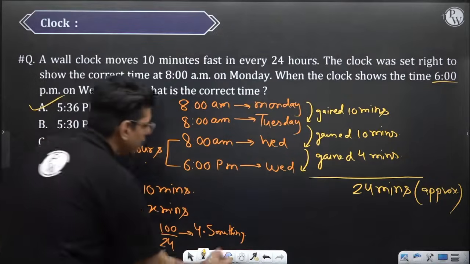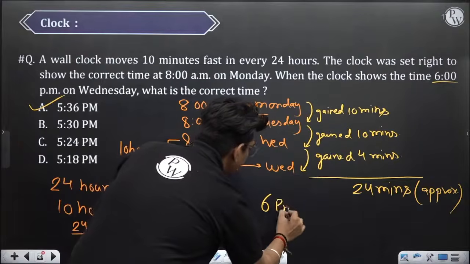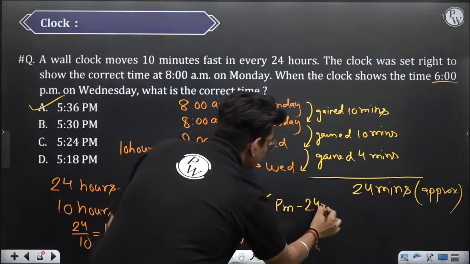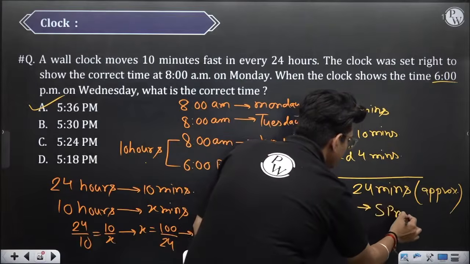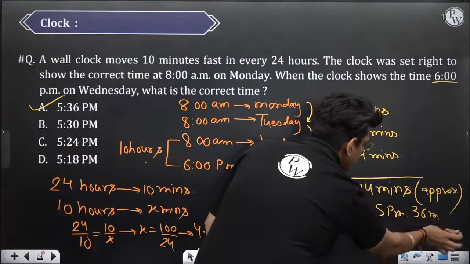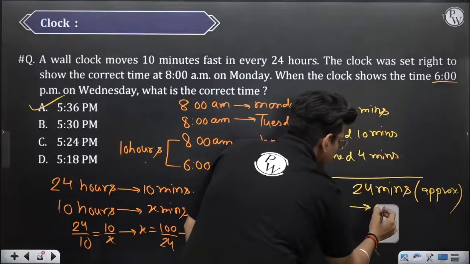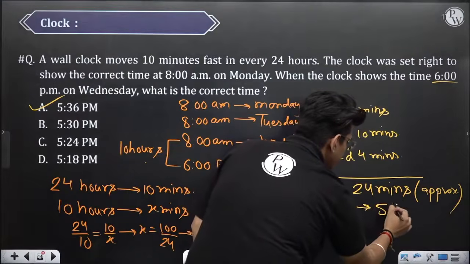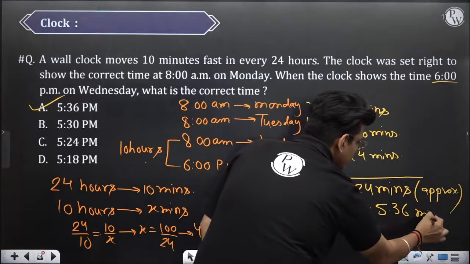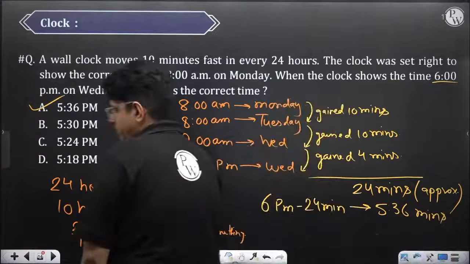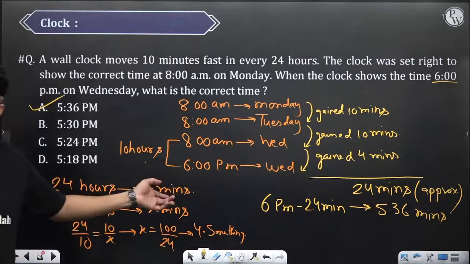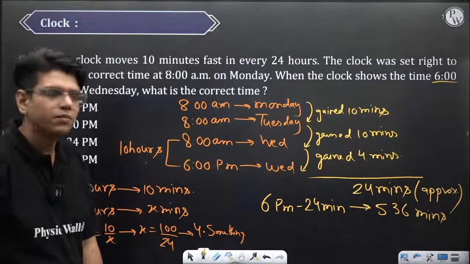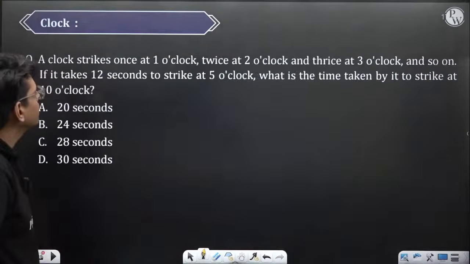This is nothing but 6 p.m. minus 24 minutes, which is nothing but 5:36 p.m. Okay, easy. Understood? You can expect such questions in the exam, right? Let's look at another question.